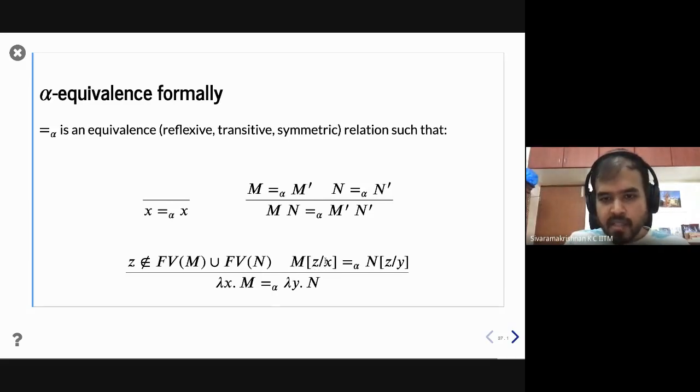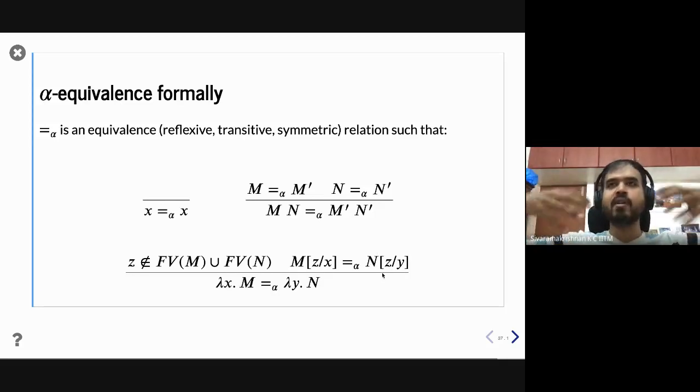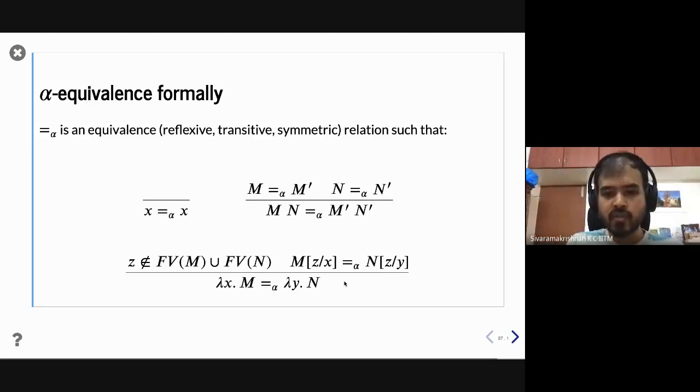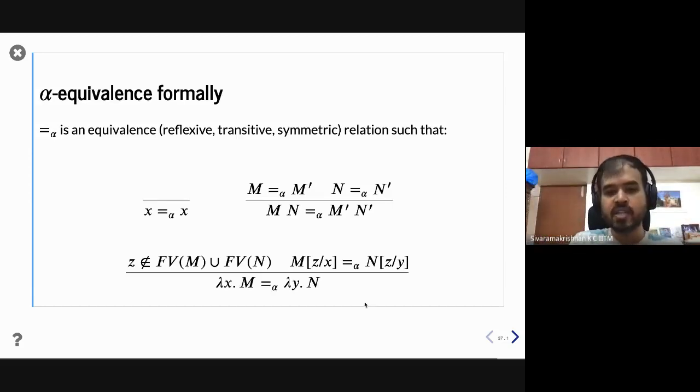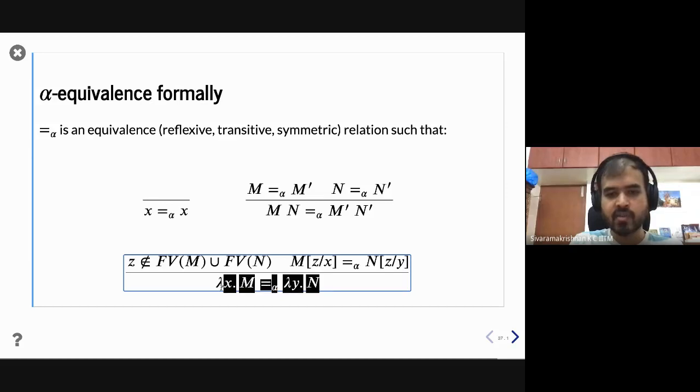Replace all occurrences of x in m with z, and similarly replace all occurrences of y in n with z, right? What you're doing is renaming the body of the function such that they all use z now. That is what we are using substitution to express. We are using this capture avoiding substitution to express that fact. Once you rename all the variables, if they are alpha equivalent, then the original terms are alpha equivalent.